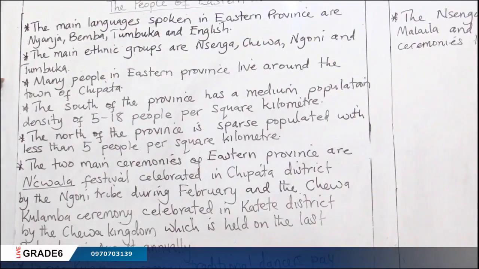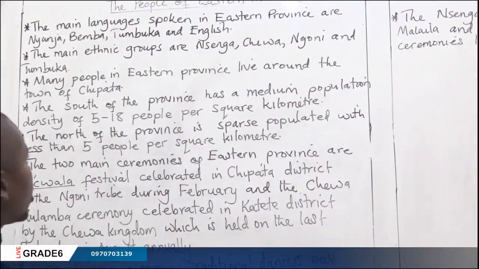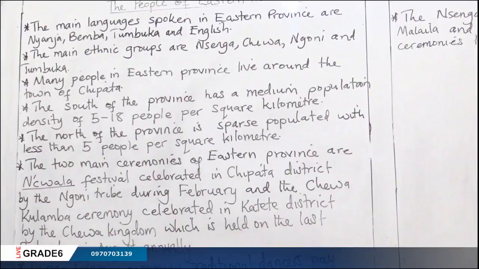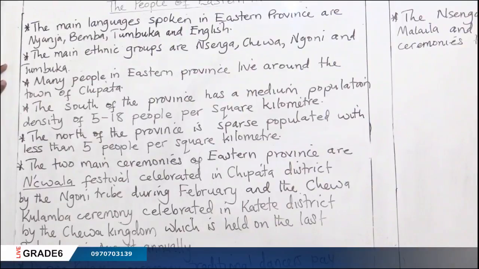The main ethnic groups are Nsenga, Chewa, Ngoni, and Tumbuka. The people in Eastern Province live around the town of Chipata, okay? Many people in Eastern Province live around the town of Chipata.